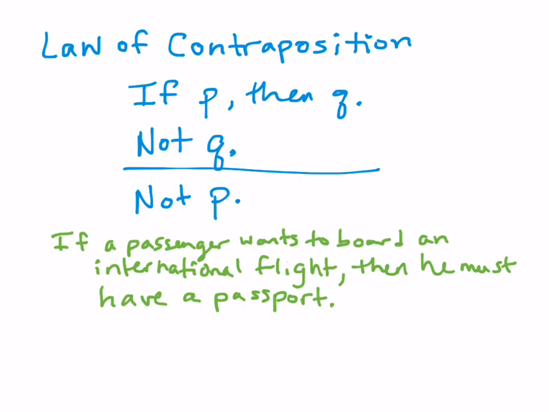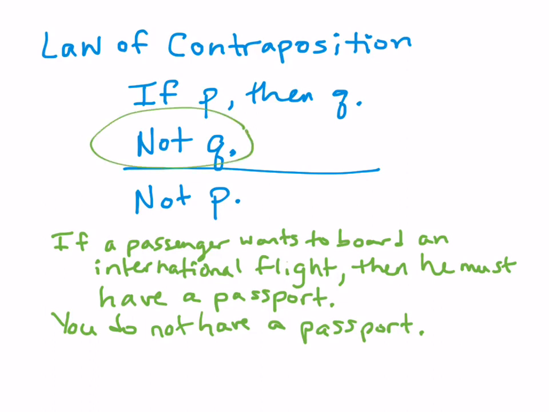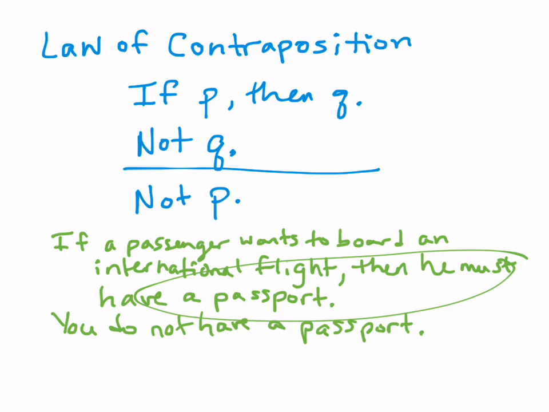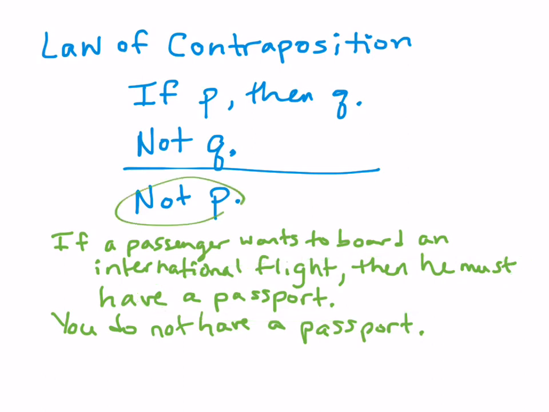Now the second premise is you're traveling from America to France and you forget your passport at home. So we could take the second part of that sentence, you forget your passport at home, and rephrase that: you do not have a passport. So notice that that sentence is like the not Q, right? That's sort of like the opposite of having a passport. So then the conclusion would be not P, or the opposite of boarding an international flight.